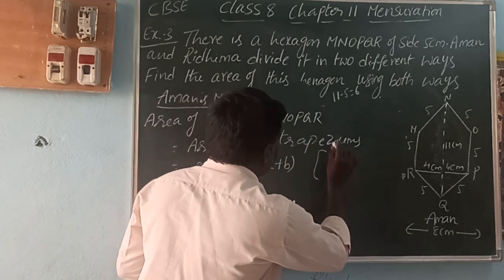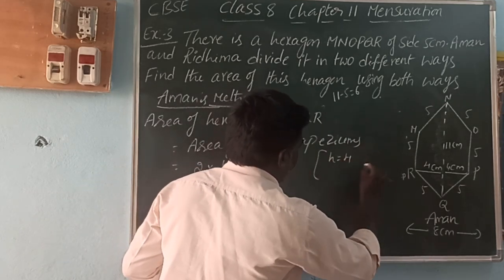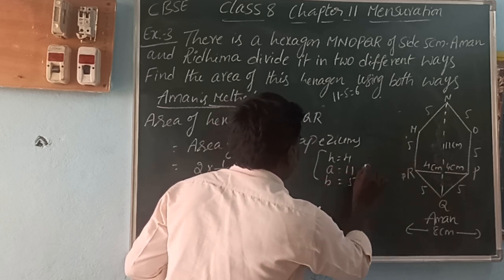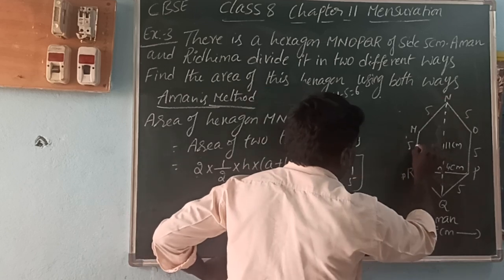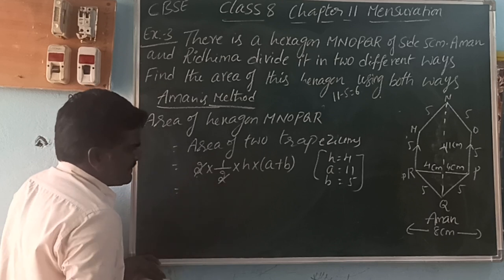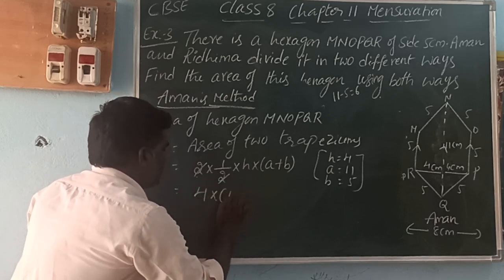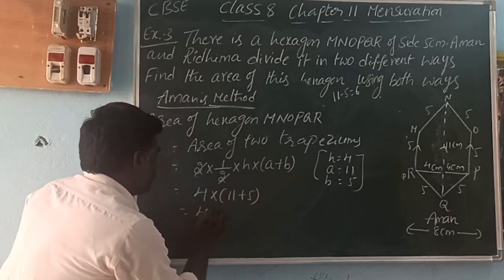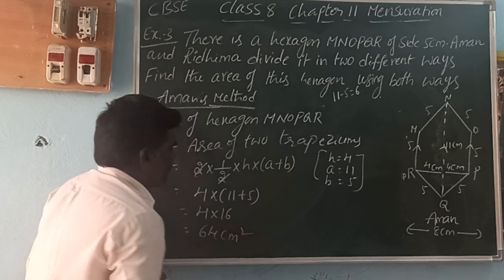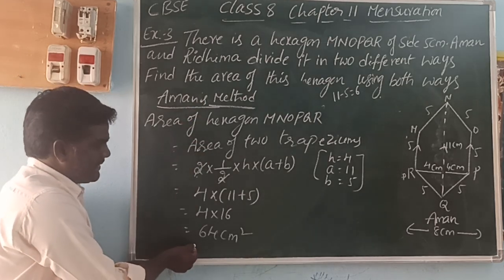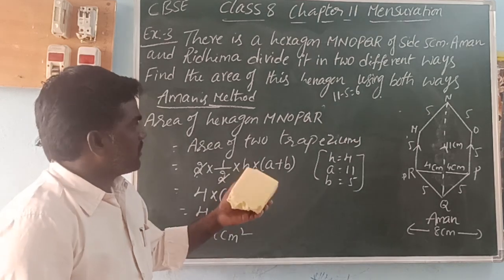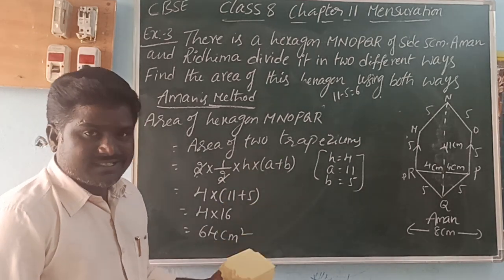So here h is equal to how much? 4. Next, a is equal to how much? 11. b is equal to how much? 5. These two are parallel sides. So the 2 and 1 by 2 cancel. h is 4 into 11 plus 5, which is 4 into 16. 16 into 4 is 64. So in Aman's method, the area of hexagon is how much? 64. In Ridhima's method, the area of hexagon is how much? 64. So in both ways, the area of the hexagon is the same, 64.